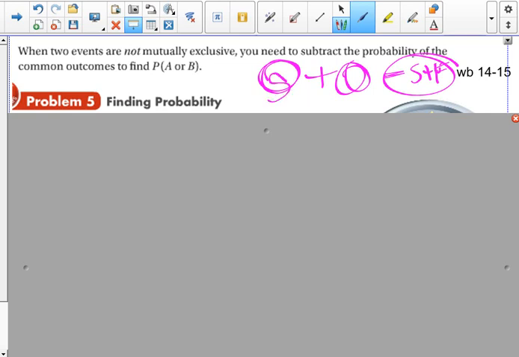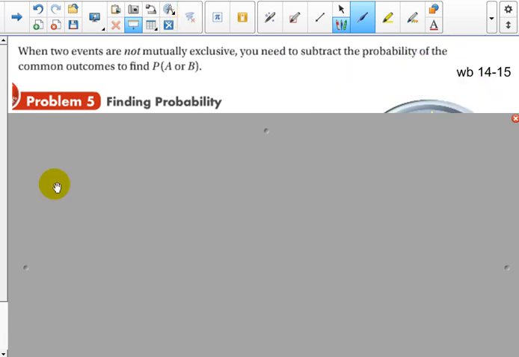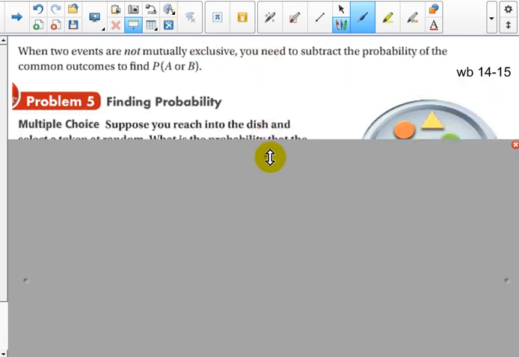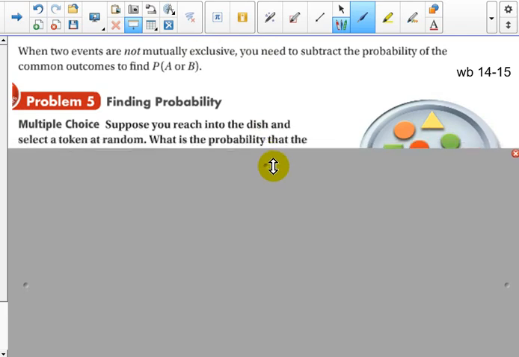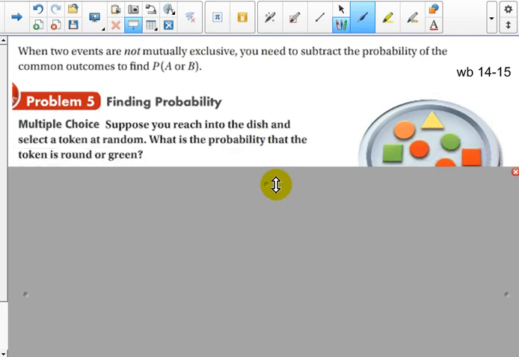So if I had 5 kids here, and one of these is in both Spanish and French, and I've got, let's say, 10 over here. Well, that means he got double counted because he's in both. He's counted twice. So you have to take away that one student that's in both Spanish and French. So that's the only difference in this. So let's look at how we use those. Suppose you reach into a dish and select a token at random. What's the probability that the token is round or green? So we have to look at round or green.